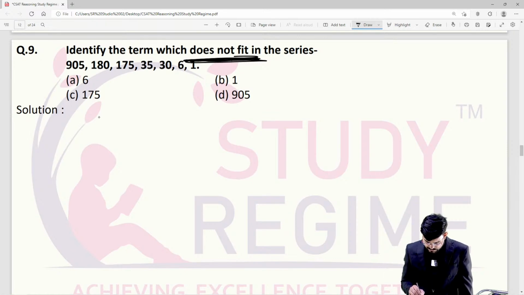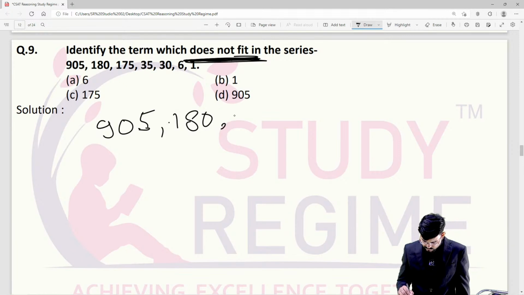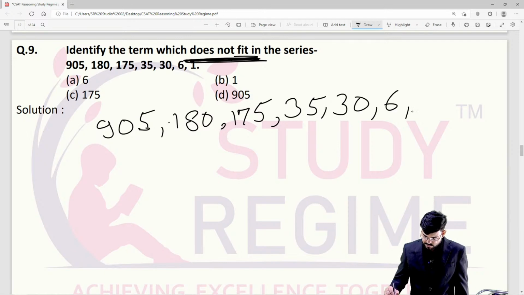Okay, let me write the series again. 905, 180, 175, 35, 30, 6, 1. This is the series which is given in the question. Now, you have to find the term which does not fit in the series.